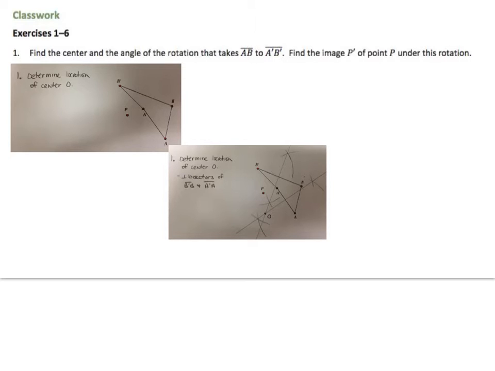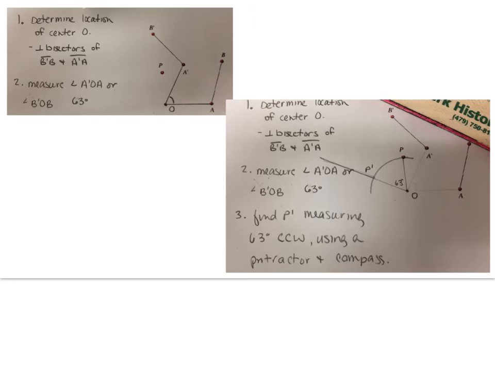First of all, I needed to find the center. So I connected A and A prime, and B and B prime. Then I found the perpendicular bisectors of B prime B and A prime A, and where they met is the center, O. Then I erased everything, and I just connected my center O to A and A prime.